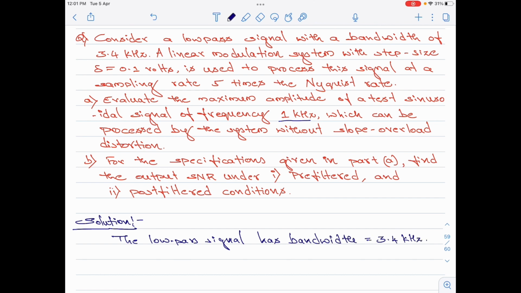We know that the bandwidth of the signal also represents the maximum frequency content of the same. Therefore, the maximum frequency content of this low pass signal is also equal to 3.4 kHz. Further, we are told that this signal is processed at a rate equal to 5 times the Nyquist rate. So let us start by finding the Nyquist rate and then find the sampling rate.